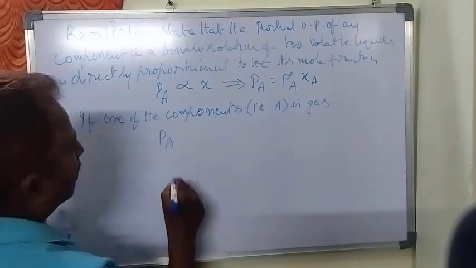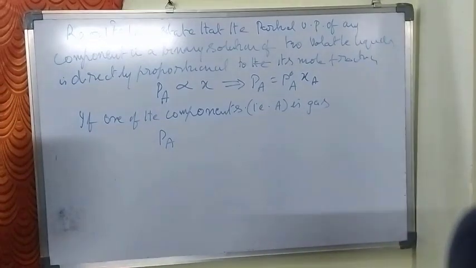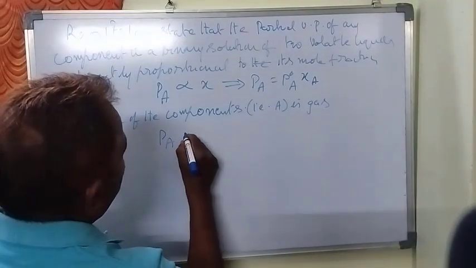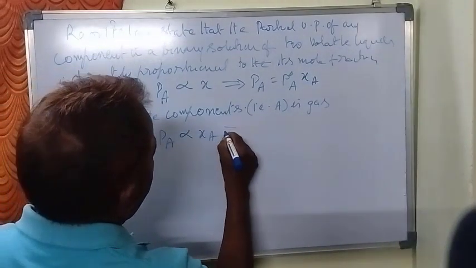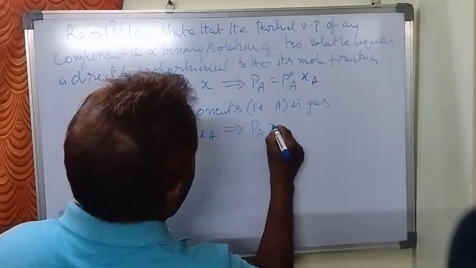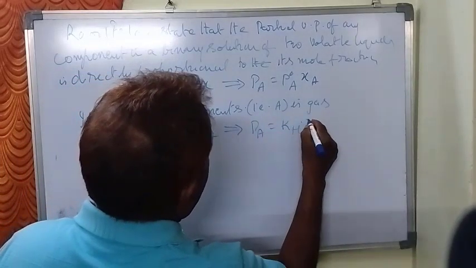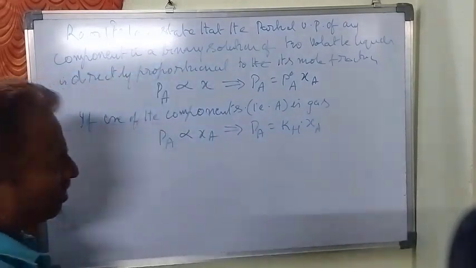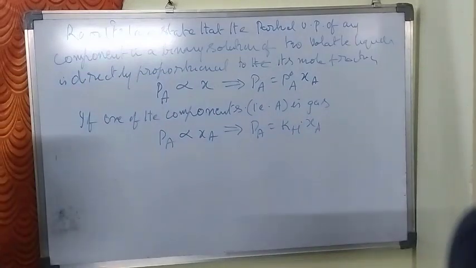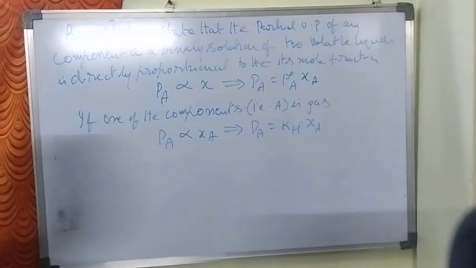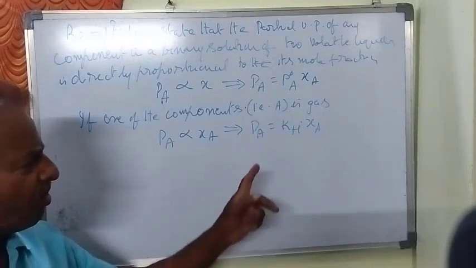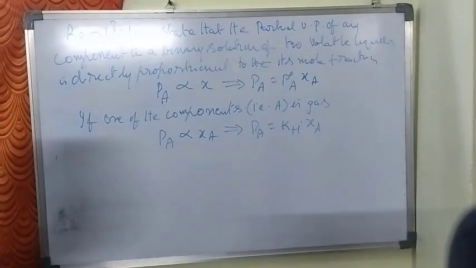Partial pressure of the gas A over the liquid B is proportional to XA. This implies PA is equal to KH into XA. So what happens? Raoult's law is an extension of Henry's law, right?